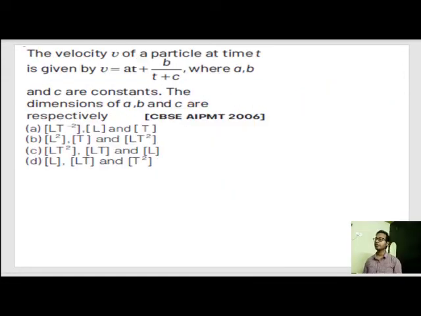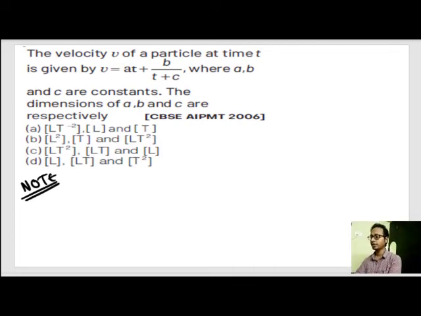The velocity of a particle at time t is given by v is equal to at plus b by t plus c, where a, b and c are constants. The dimensions of a, b and c are respectively. So in order to add or subtract dimensions, there are two laws. By now most of you have forgotten, so I am rewriting those laws.